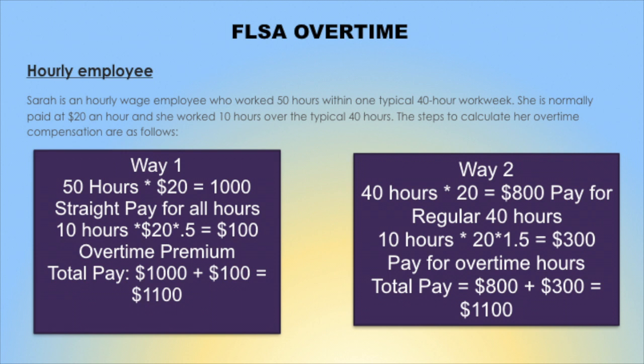If we use the second method, we will first calculate the earnings for 40 regular hours. By multiplying 40 hours by 20, we get 800. And then we will calculate the overtime earnings separately. So 10 hours of overtime times 20 times 1.5 will give you 300. So add 800 to 300 and the answer is 1100.